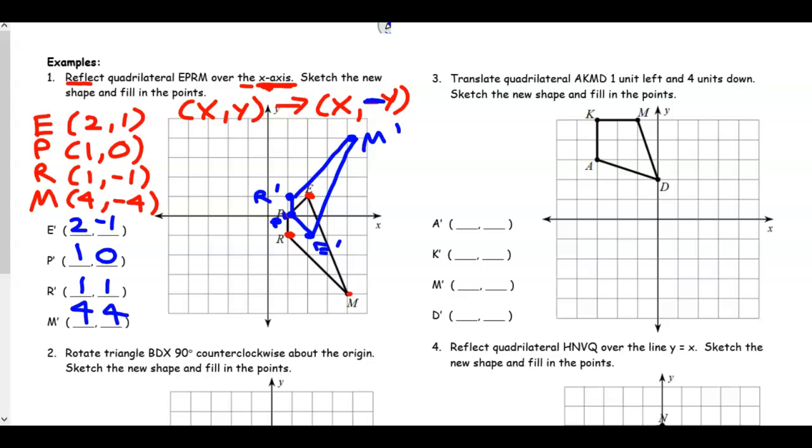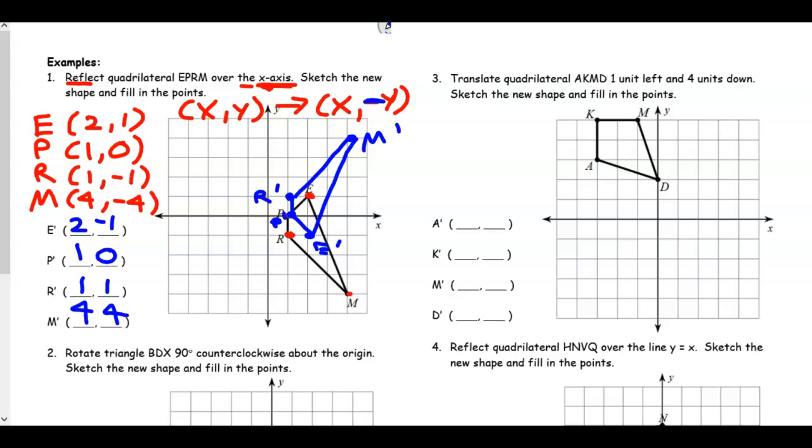So do you see how I'm just using the rules from the front side? Graph those points, and it should look reflected across x, and it does, right? So again, if you know the rule, you can get the final product.